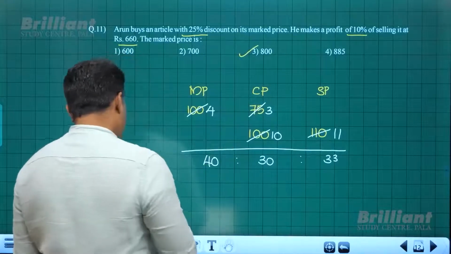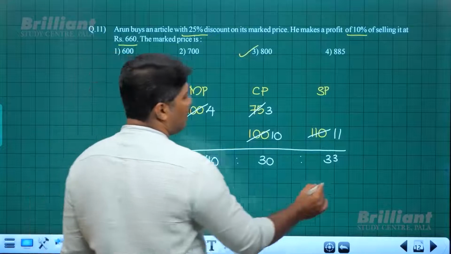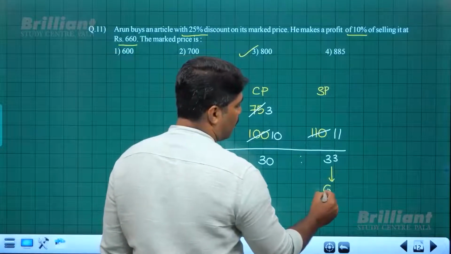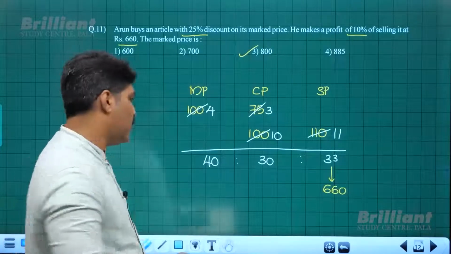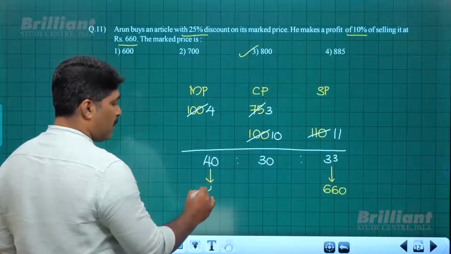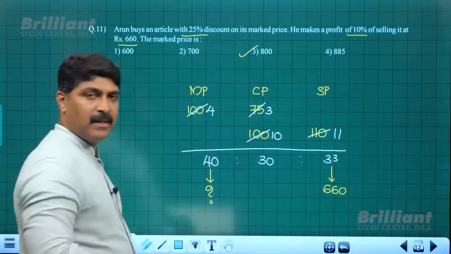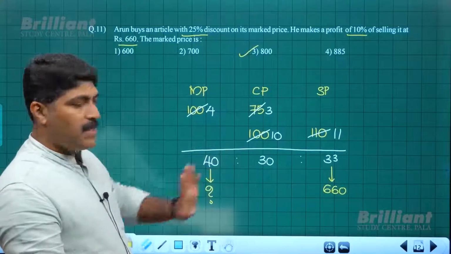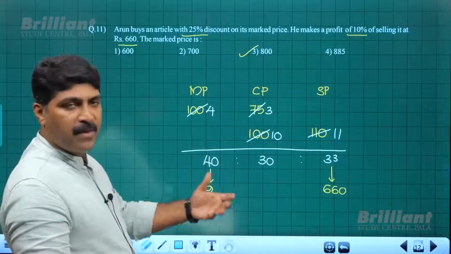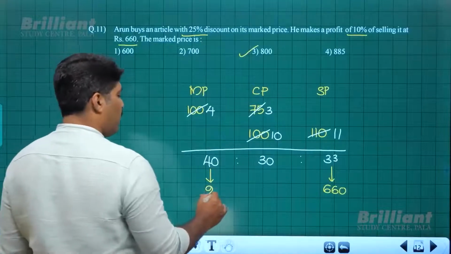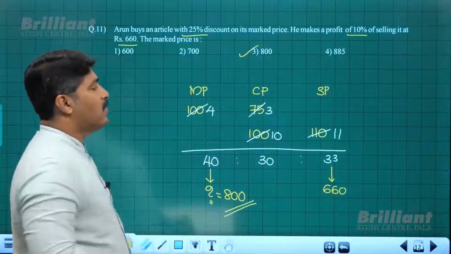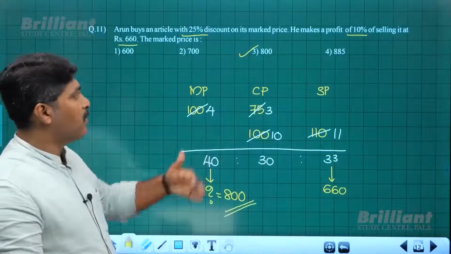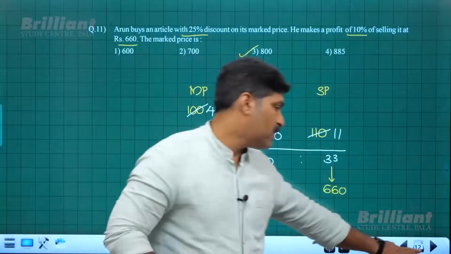And it is given that he sold the article at rupees 660. That means this 33 is representing rupees 660. We have to find out what was the marked price. Got it? Think about it. If 33 is rupees 660, 33 into 20 will be equal to 660. Therefore, 40 into 20, so that is equal to 800. So this is the ratio kind of approach. Through this way also we can catch the answer of this question.